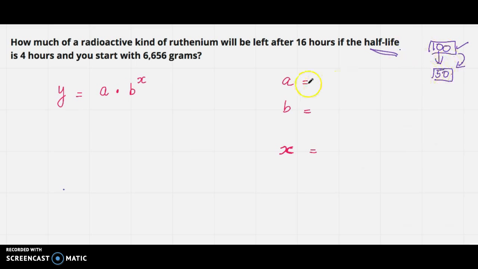Initially we started with 6,656 grams. So A is 6,656. B is the scale or the rate at which it increases or decreases. Here it is becoming half of the original. So B is the fraction half. X, how many times does this happen?